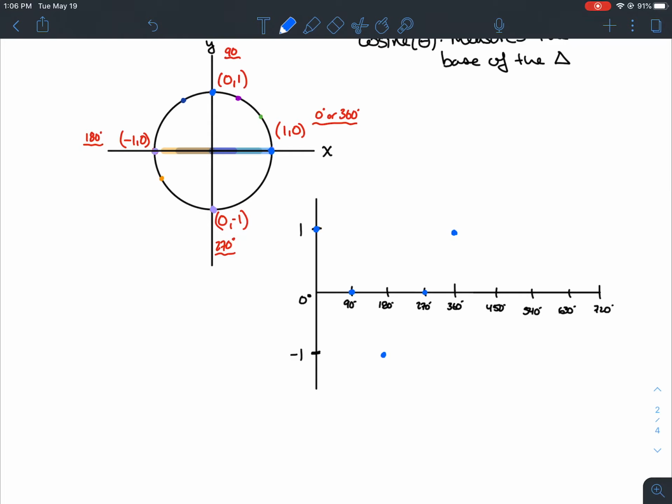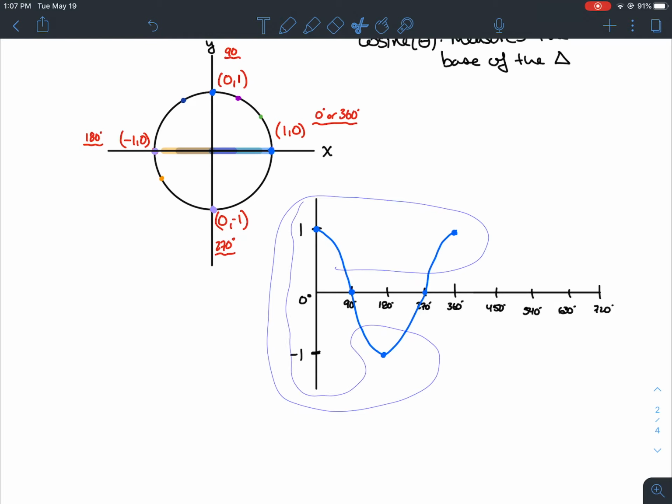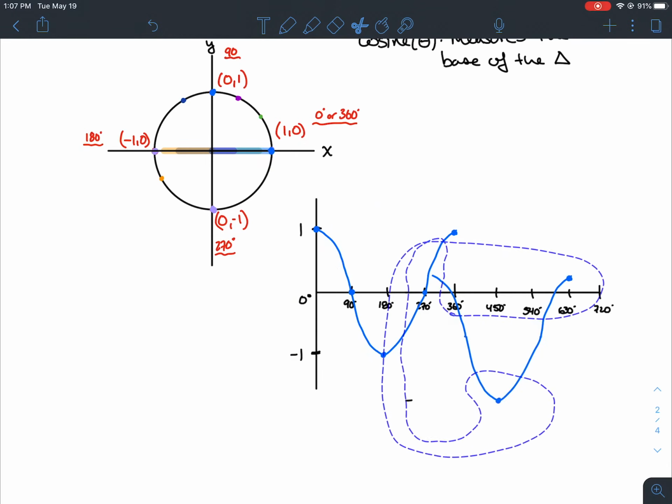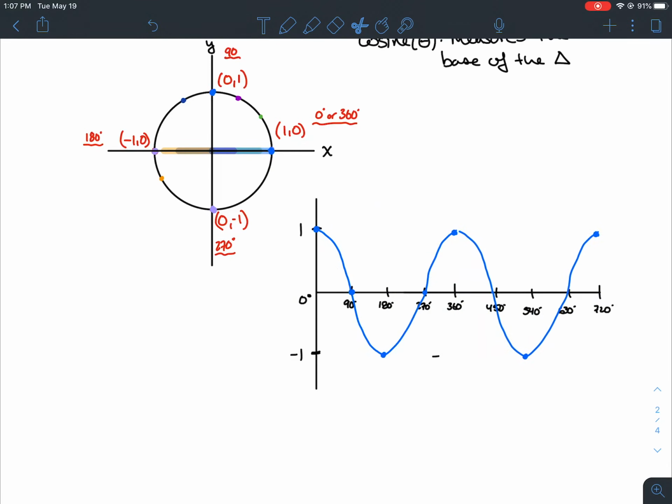And so we see this graph here. We see this coming downwards, then to here, then to here, and then to here. And that graph is going to repeat itself again and again and again.